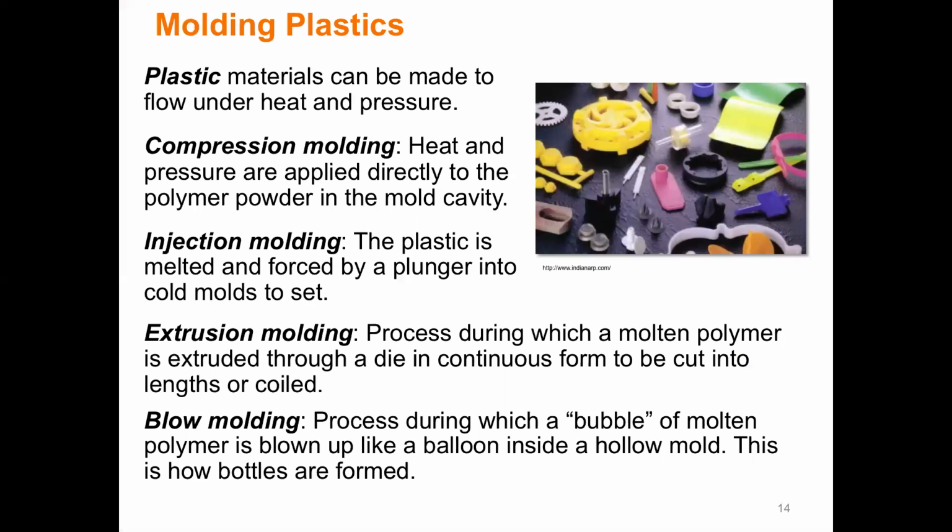Injection molding, I think that's the one probably we're most familiar with. Melted polymer is forced into a mold, and then it cools to set. Extrusion molding is the opposite. So you're pushing it out of a mold or out of a form to make a shape. So the form is called a die. And then blow molding is a process where you're blowing air into it and the polymer sticks out to the edges of the mold. And that's how they make plastic bottles.